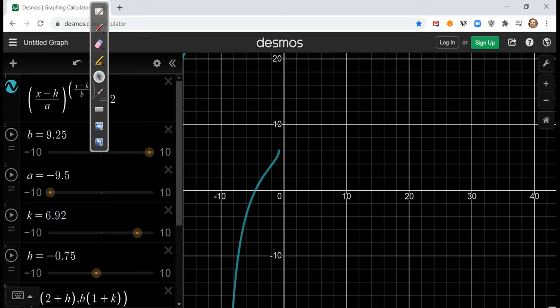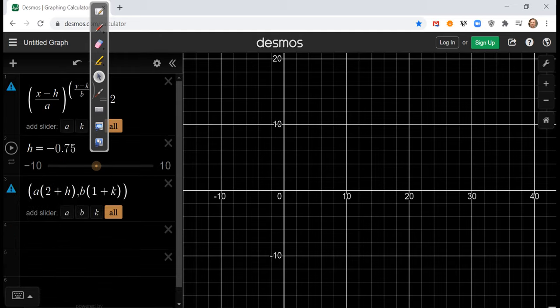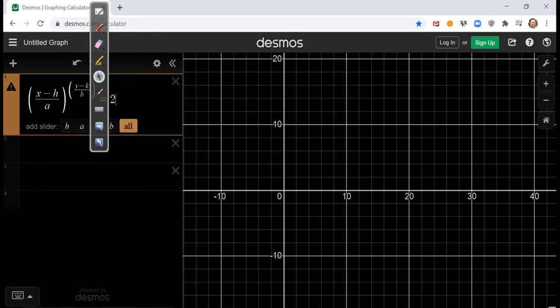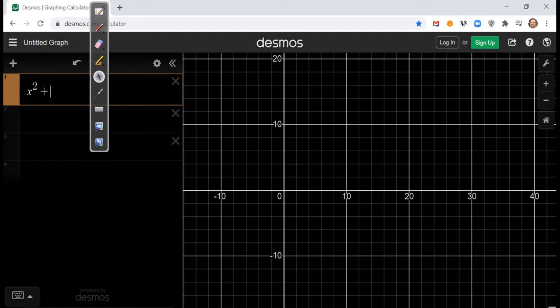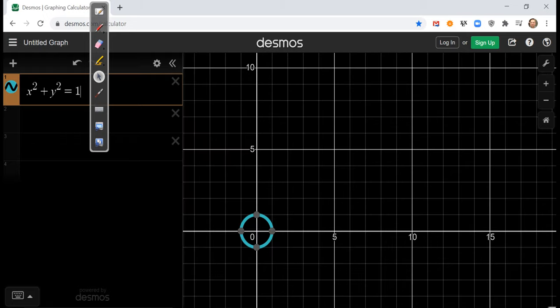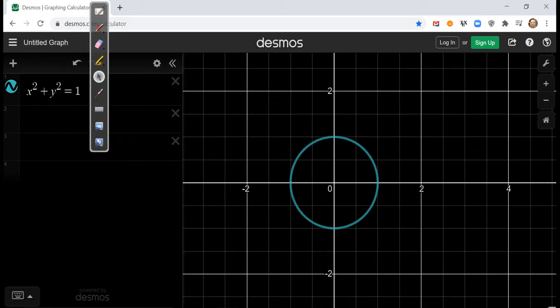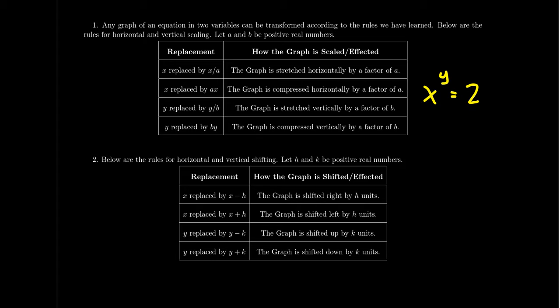We can also do this for any function we want. We can do this for any graph we want. It doesn't have to be this graph x to the y equals 2. We could do these same things for the graph x squared plus y squared equals 1, which gives us the unit circle. If we start doing these transformations to a unit circle, what's going to happen if we start stretching it and shifting it? Well, that's for you to answer, isn't it?